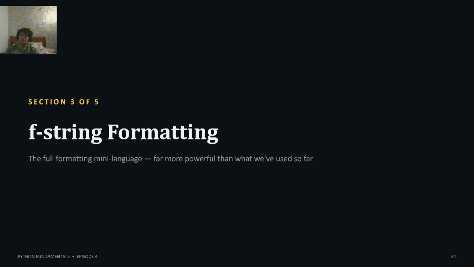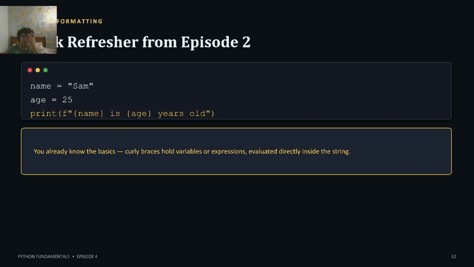As you already know the basics of a string from episode 2, now let's unlock the real thing. See, this is a quick refresher from episode 2, let's just test this. What happened here? इसमें हमने नेम सैम, एज 25, और एफ स्ट्रिंग लगाई। नेम इज एज इयर्स ओल्ड, हमने कर्ली ब्रेसेस के अंदर नेम लिखा, फिर कर्ली ब्रेसेस के अंदर एज लिखी, जिससे वैल्यू आ जाएगी। Sam is 25 years old.